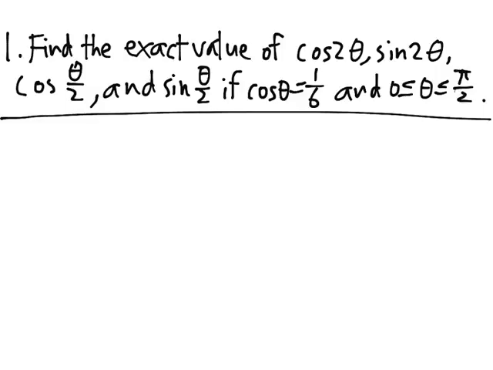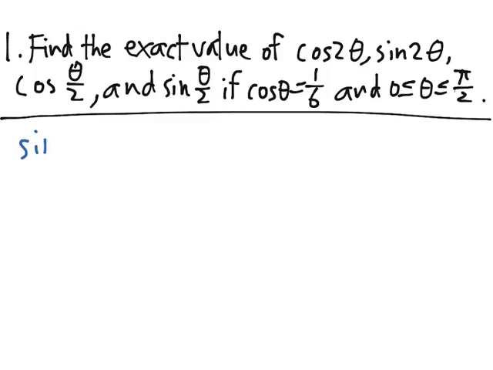Here are some examples of problems about the half and double angle formulas. Problem 1. Find the exact value of cosine 2 theta, sine 2 theta, cosine theta over 2, and sine theta over 2 if cosine theta equals 1/6 and 0 is less than or equal to theta less than or equal to pi over 2. To apply the double and half angle formulas, we need to know what sine theta is in addition to cosine theta.